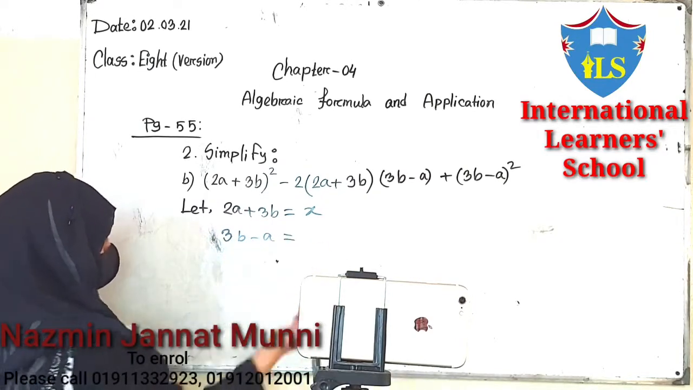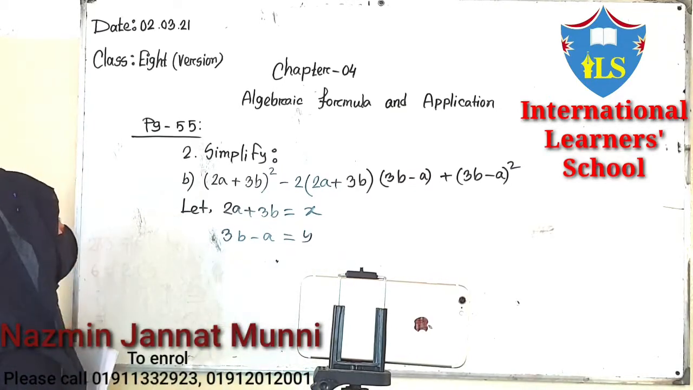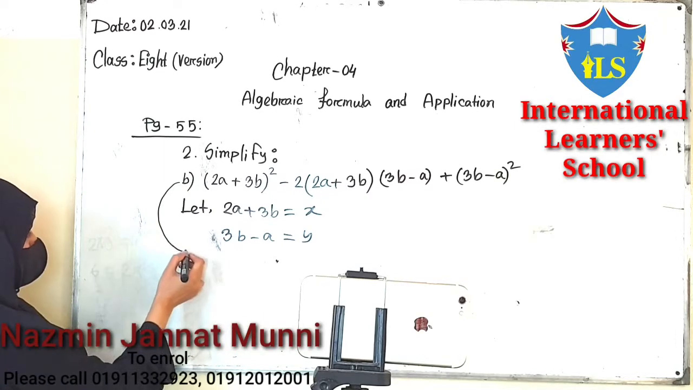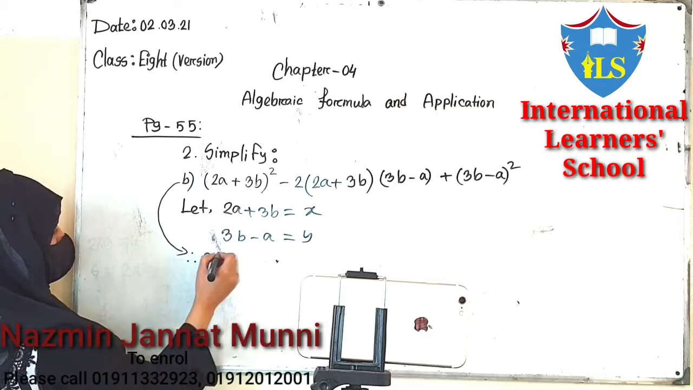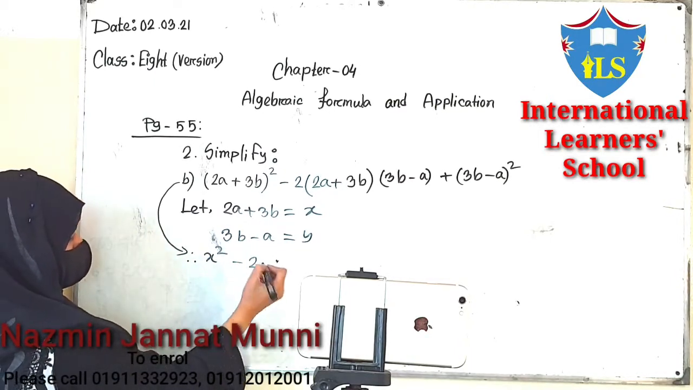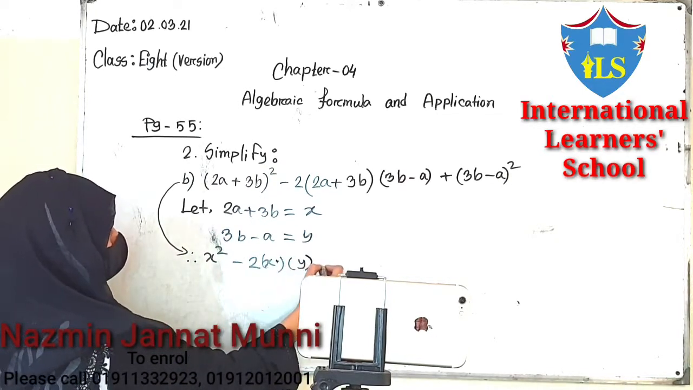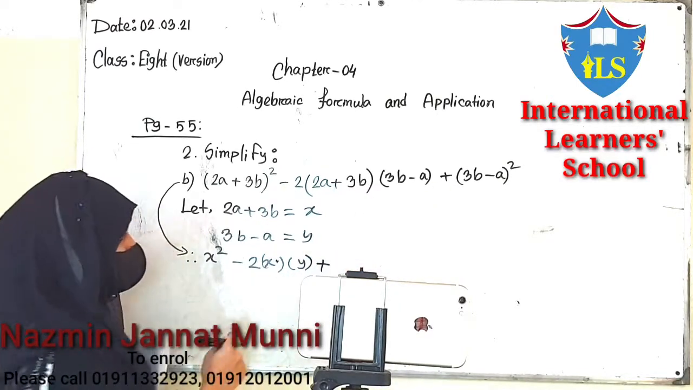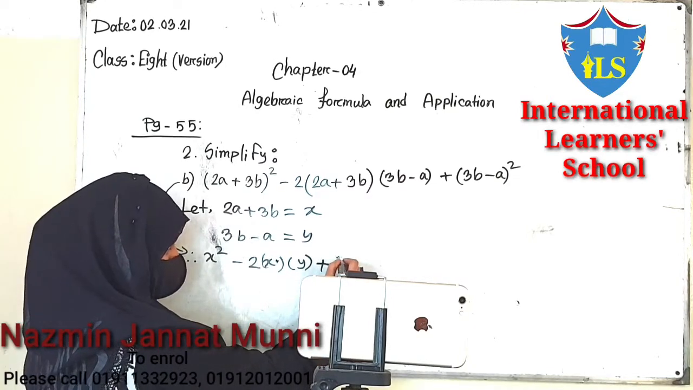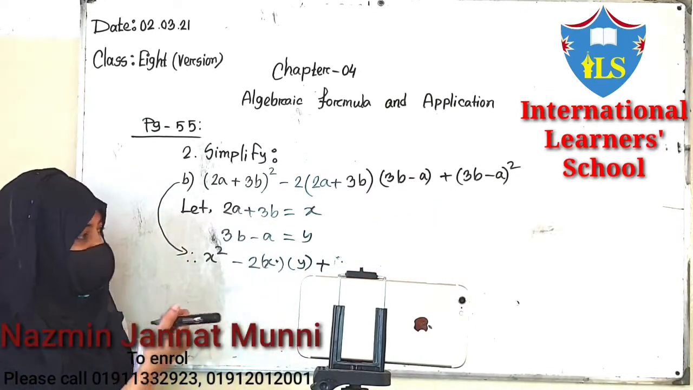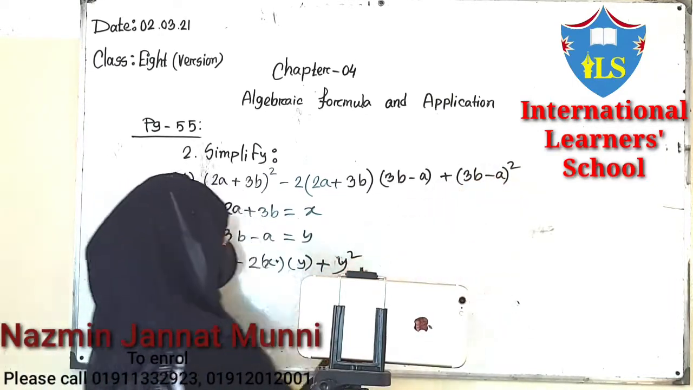Then 3b minus a is equal to what? Y. Exactly. Very good. Now I will write this expression here using x and y, which is x square minus 2xy plus, here is plus, I write the plus sign, then what? 3b minus a is equal to y. So I'll write y here, and I give the square sign.